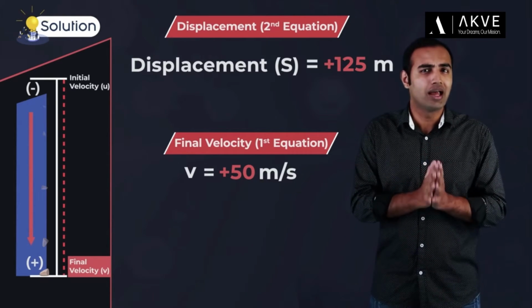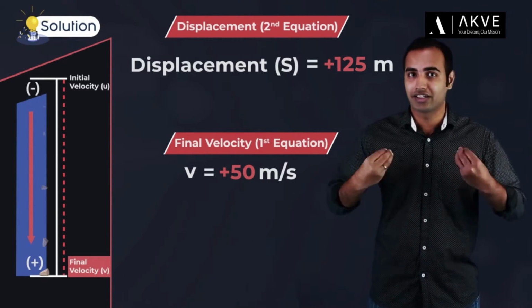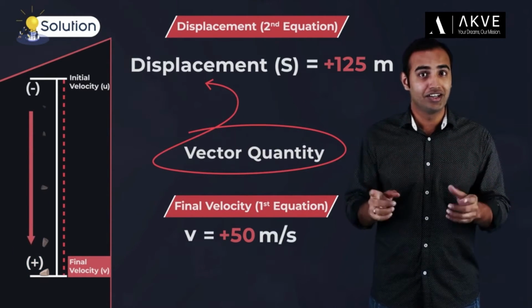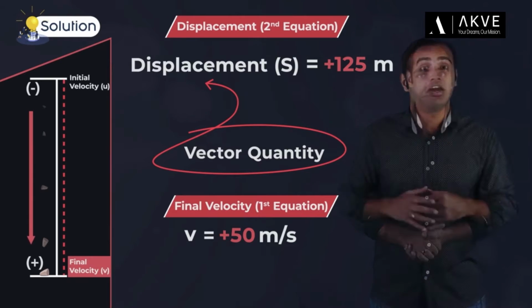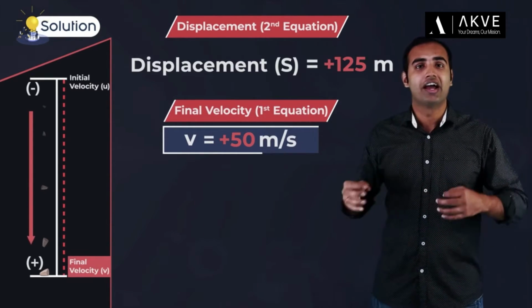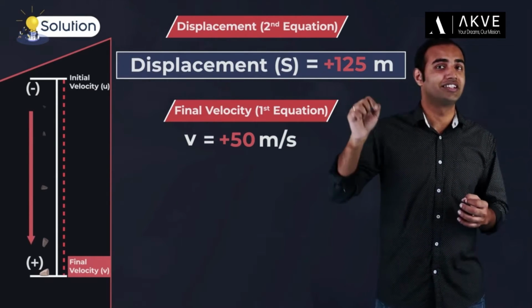Now you can see, I'm going the extra mile of mentioning the direction of displacement again and again, because displacement is a vector quantity. It's a minor detail, but you should remember it. So finally, the value of speed came out to be 50 meters per second, and the value of displacement came out to be 125 meters in the downward direction. And that's the end of this problem, guys.